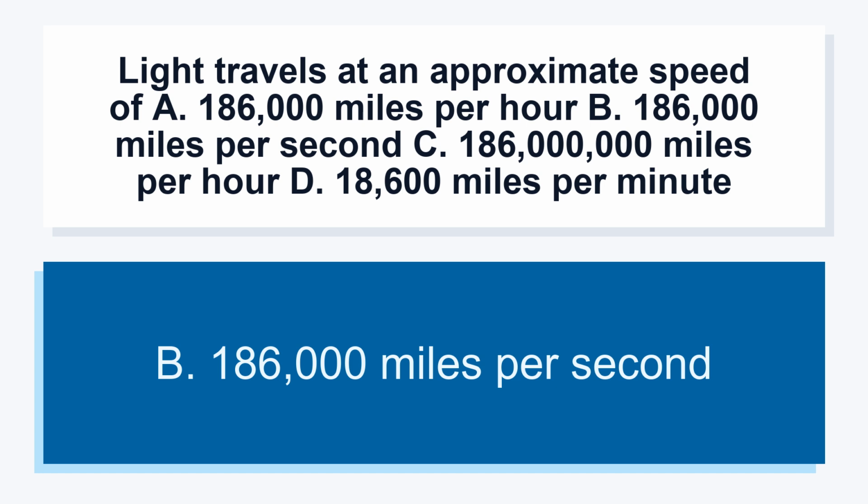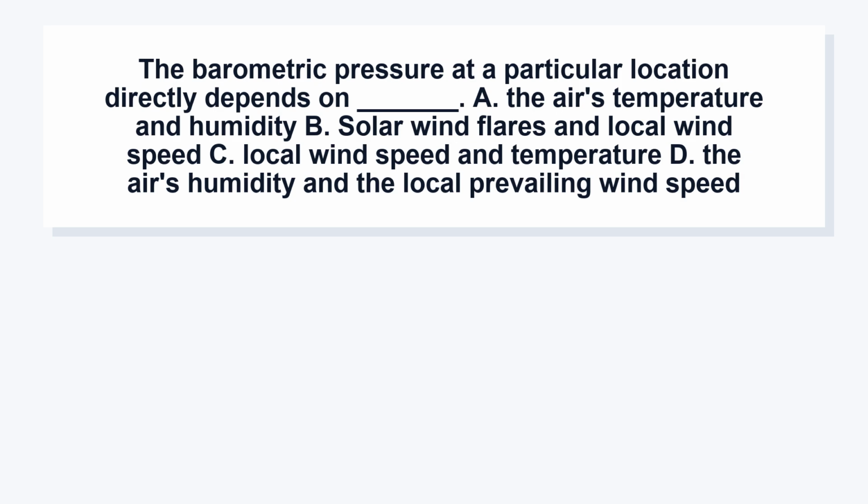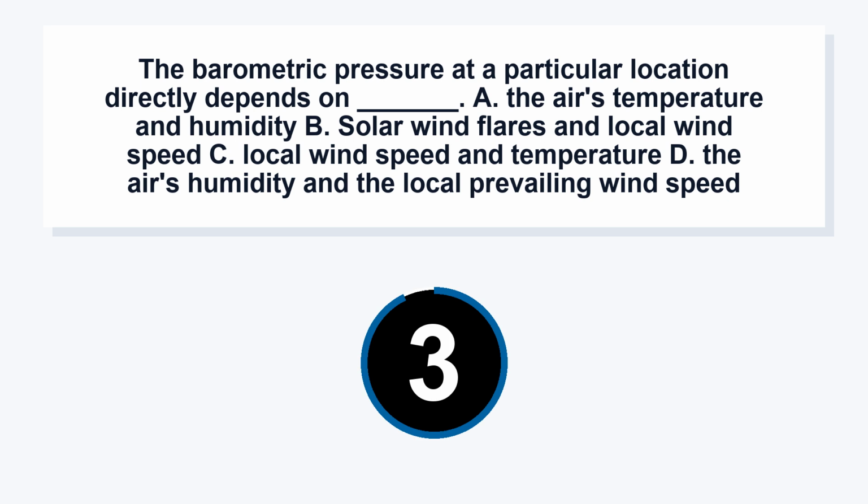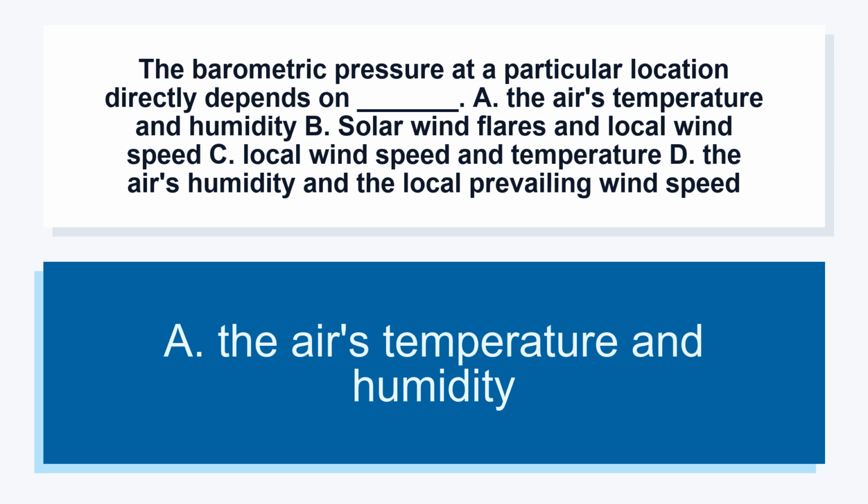The barometric pressure at a particular location directly depends on A. The air's temperature and humidity. B. Solar wind flares and local wind speed. C. Local wind speed and temperature. D. The air's humidity and the local prevailing wind speed. A. The air's temperature and humidity.